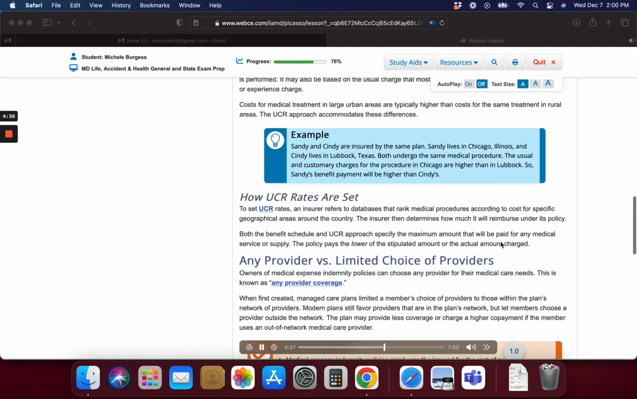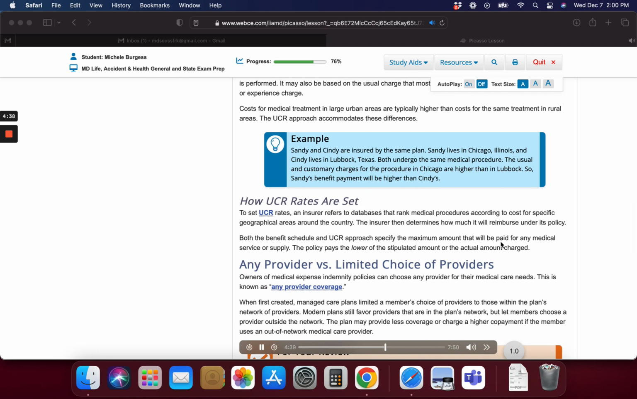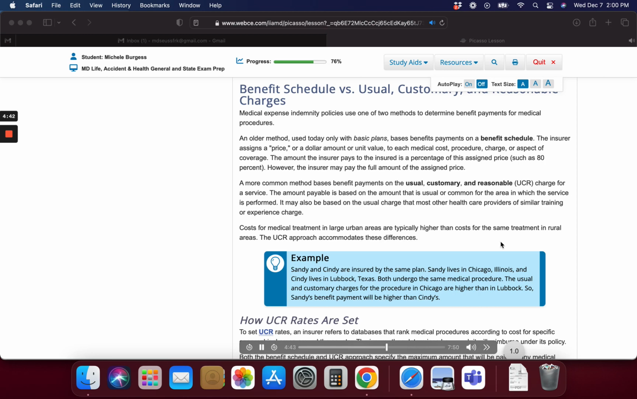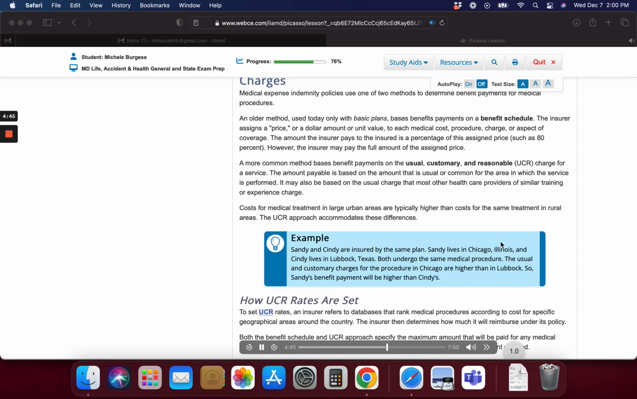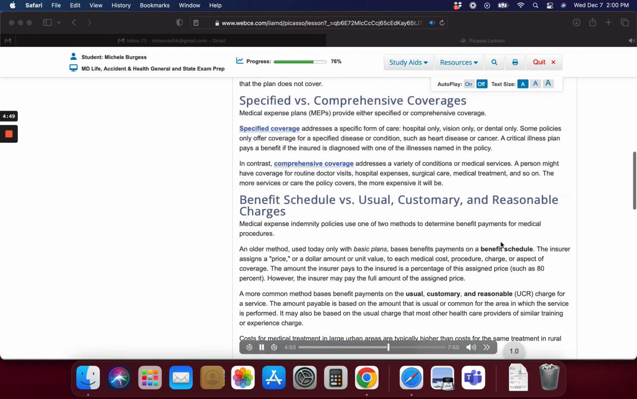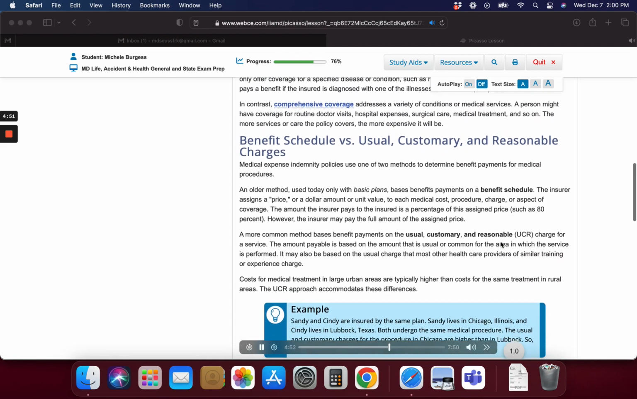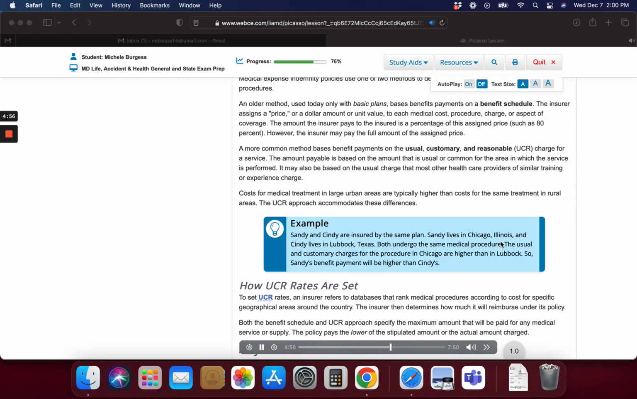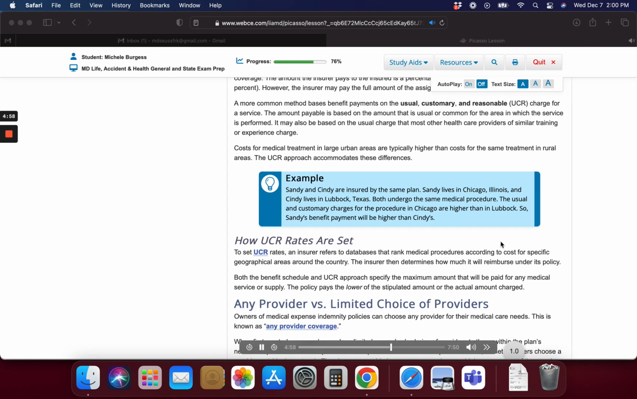A more common method bases benefit payments on the usual, customary, and reasonable, UCR, charge for a service. The amount payable is based on the amount that is usual or common for the area in which the service is performed. It may also be based on the usual charge that most other healthcare providers of similar training or experience charge. Costs for medical treatment in large urban areas are typically higher than costs for the same treatment in rural areas. The UCR approach accommodates these differences.